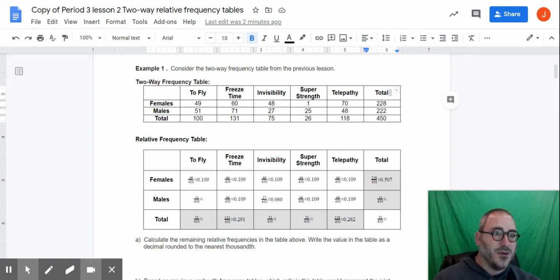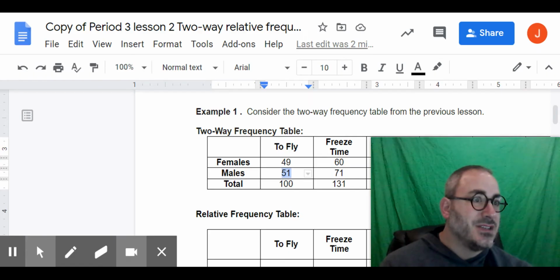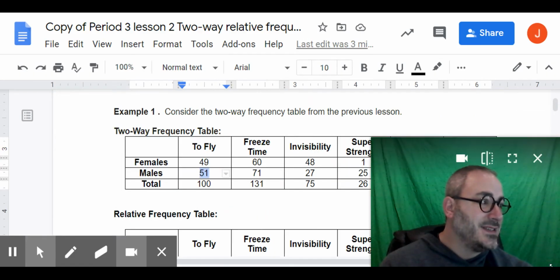Do you remember where we are anymore? We're on males that wanted to fly, right? There were 51 males that wanted to fly. So here I am doing 51 out of 450. 450 is the total number of respondents, to give myself a decimal out of 1. So I get this 0.1133 thing.